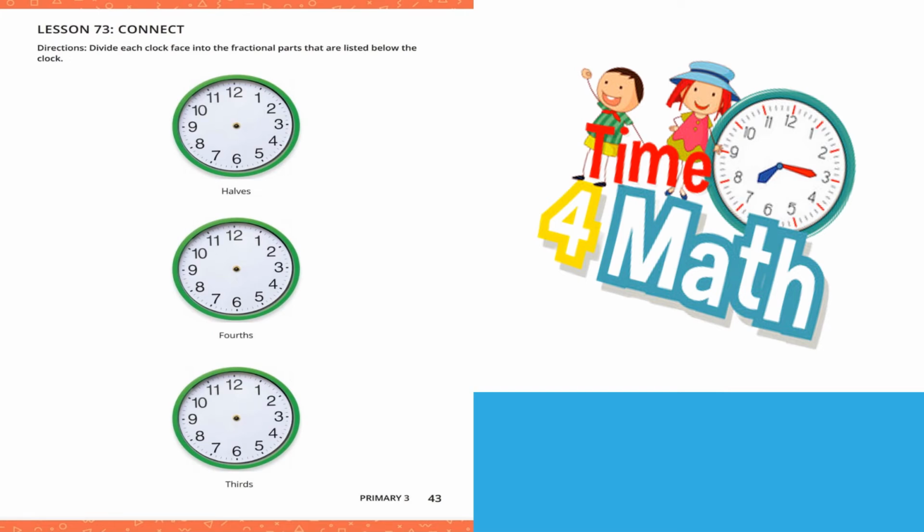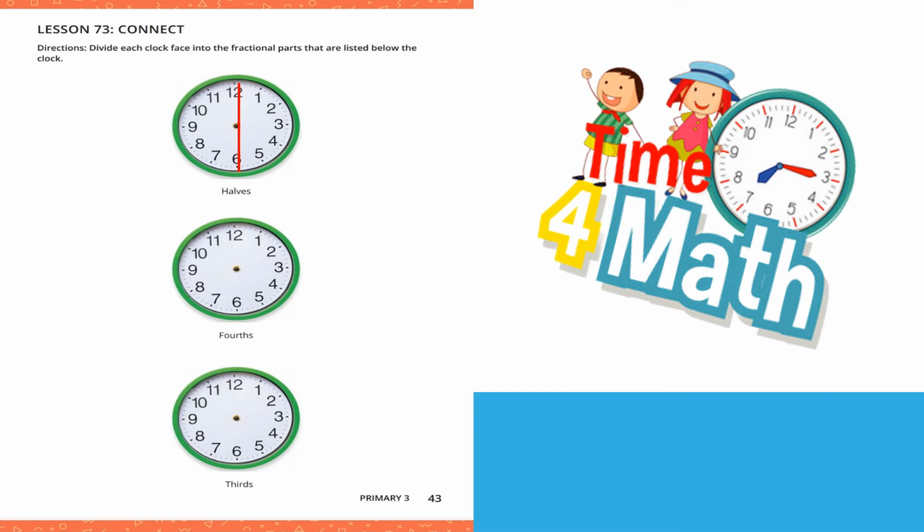73. The connect part. Divide each clock face into the fractional parts that are listed below the clock. The first clock face here, we have the word halves under it. So I want to divide this clock face into halves. So the whole one contains how many halves? 2 halves, 2 over 2. So it will be like this. This is half and this is half.